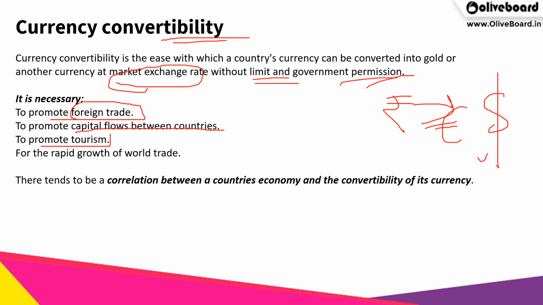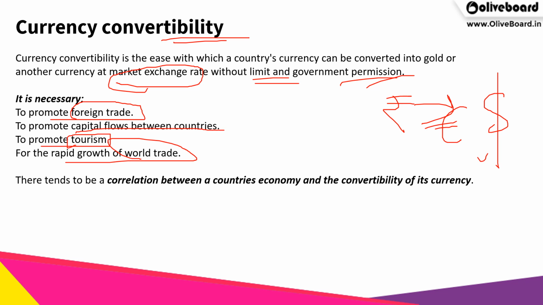To promote tourism. So when we go on a tour to another country, we need their currency so we can stay there, we can travel, we can go for sightseeing, for which currency convertibility is a must. And for rapid growth of world trade. Since we are a globalized world now, almost all the countries have moved towards globalization. So to make sure that the growth is rapid in nature, we need to have currency convertibility.